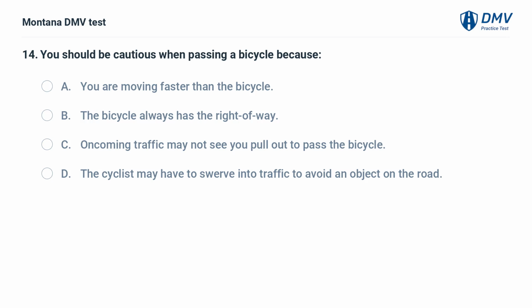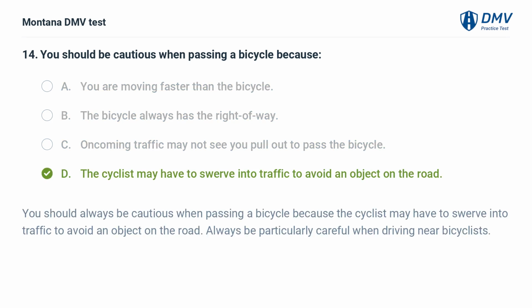You should be cautious when passing a bicycle because A. You are moving faster than the bicycle. B. The bicycle always has the right of way. C. Oncoming traffic may not see you pull out to pass the bicycle. D. The cyclist may have to swerve into traffic to avoid an object on the road.